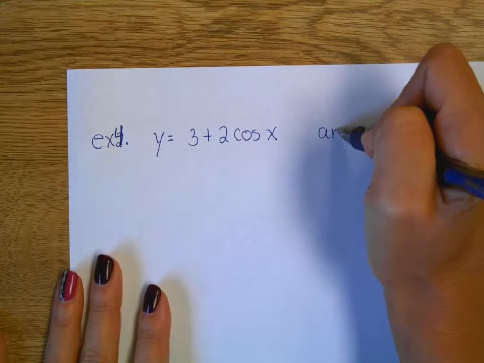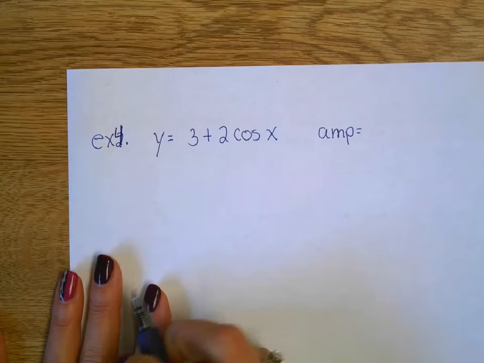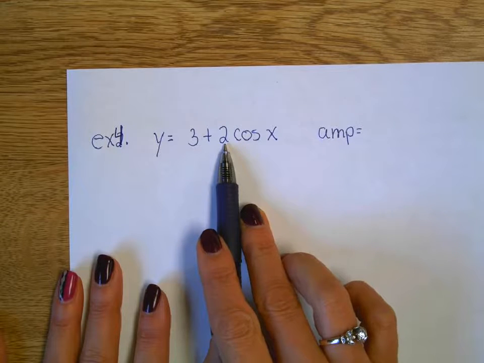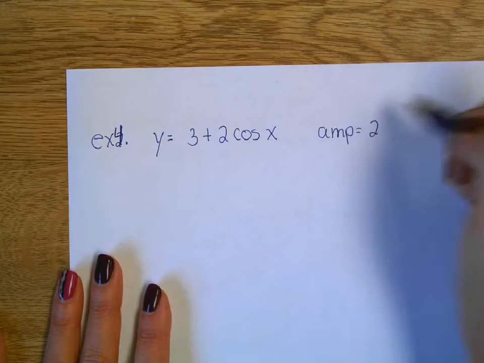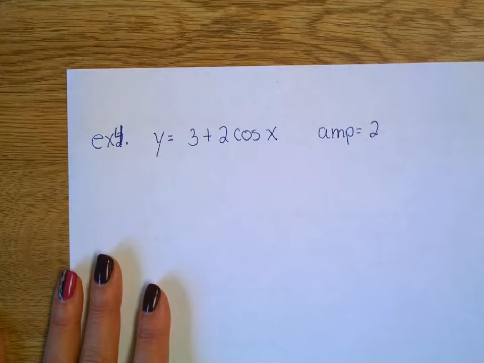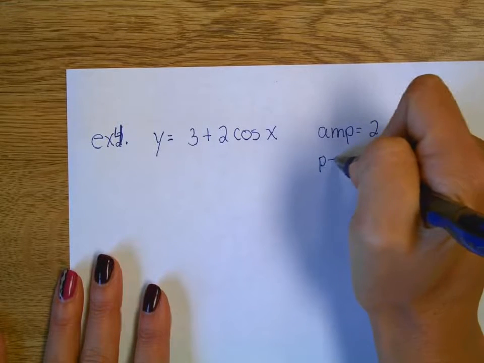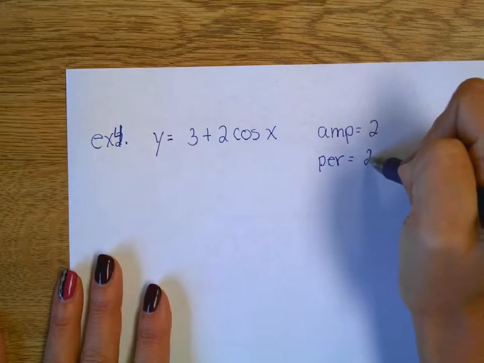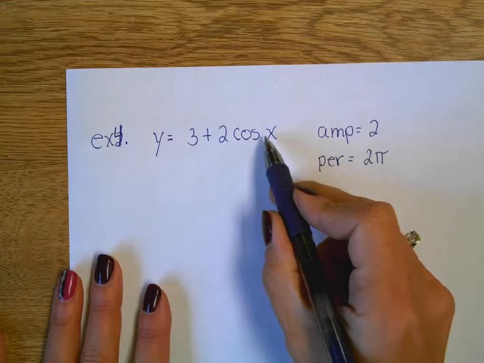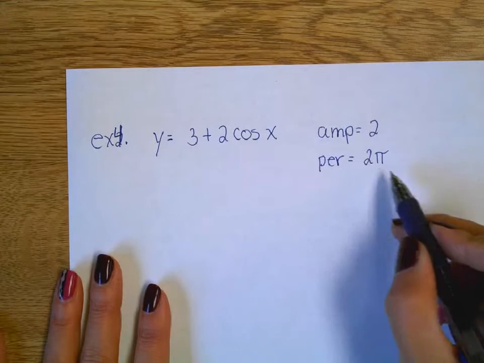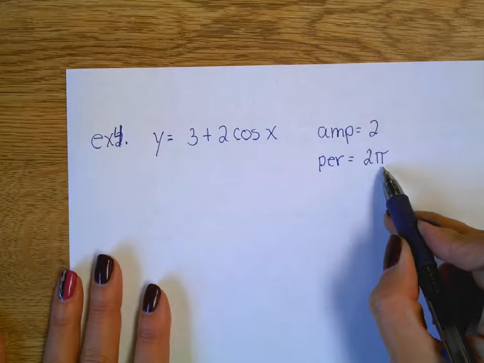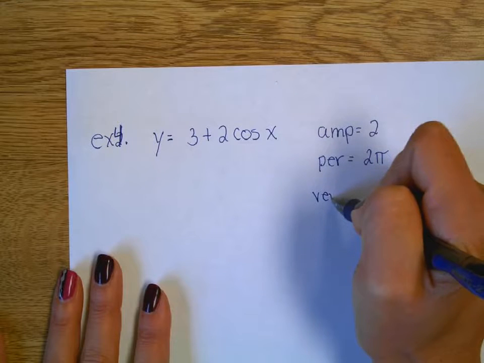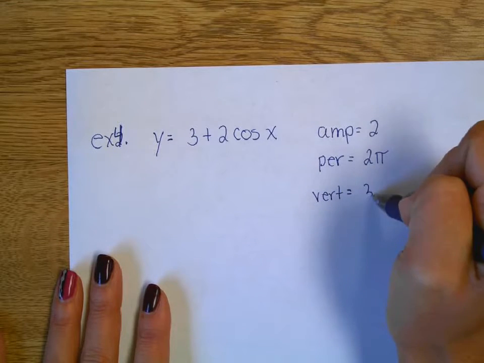Where do I get my amplitude number from? The 2. The number that's multiplied by the function. So my amplitude is 2. Remember that's axis to max and axis to min. Period. What's the normal period unless we change it? 2 pi. Look at the b. The b is 1. We're going to divide by 1, so it's just 2 pi. And now, does this graph have vertical shift? Yes, of a positive 3.